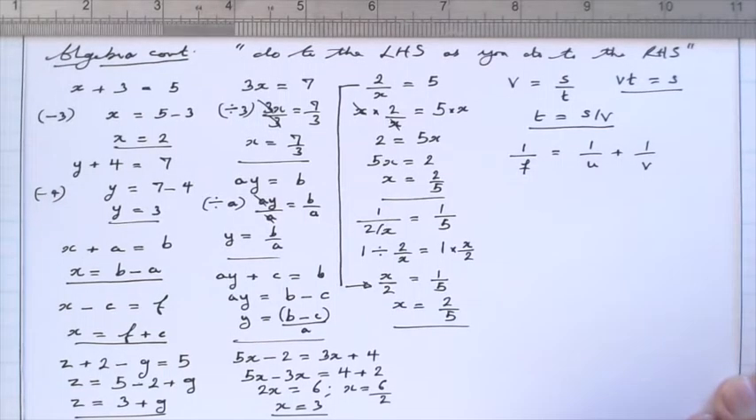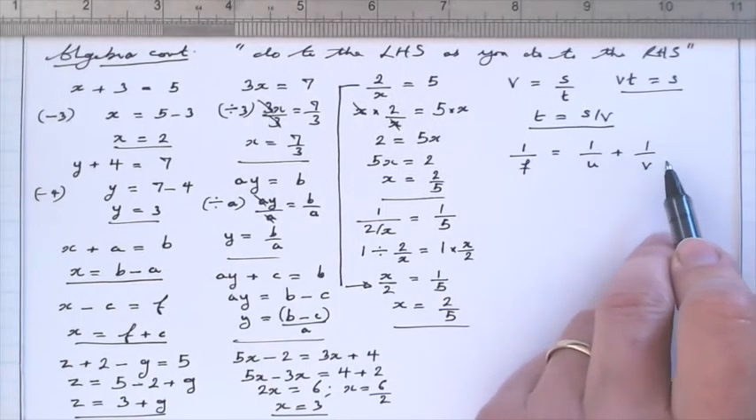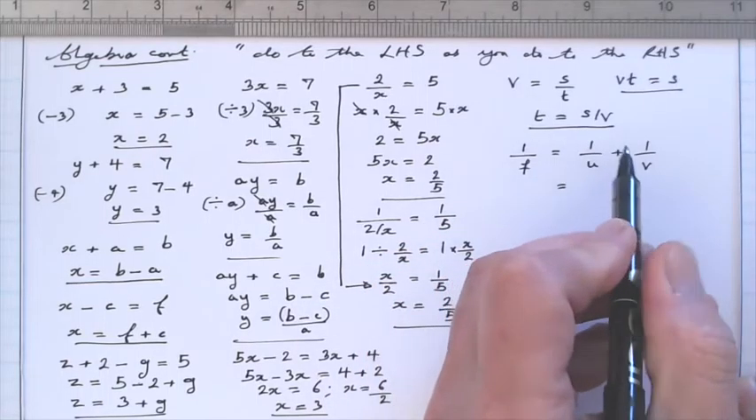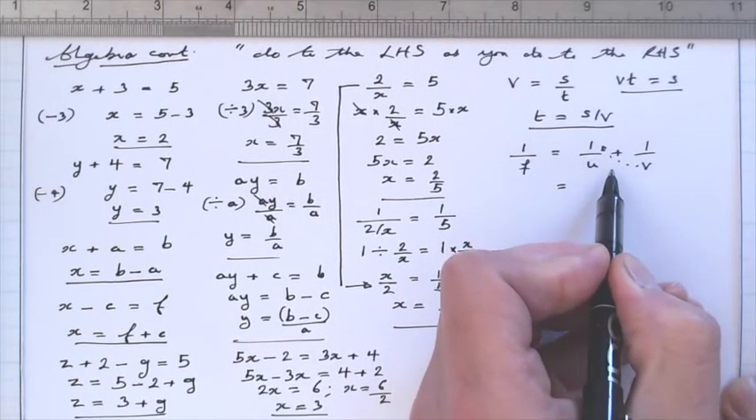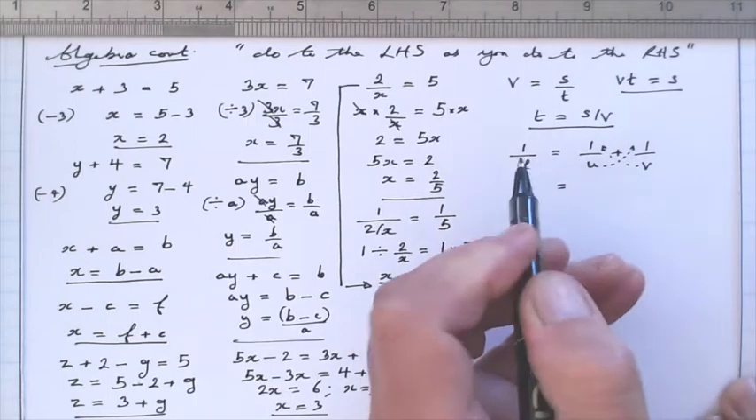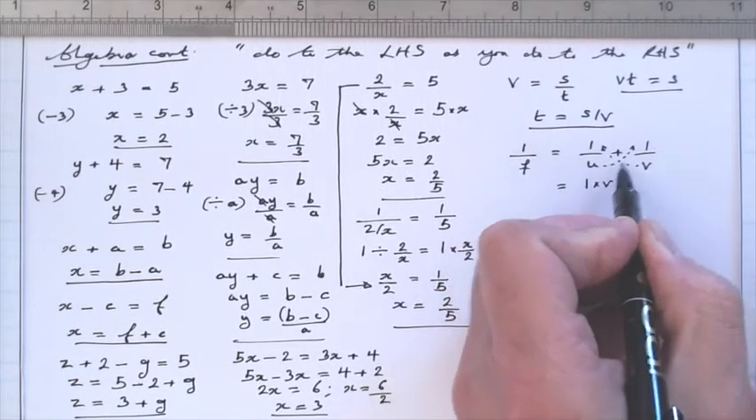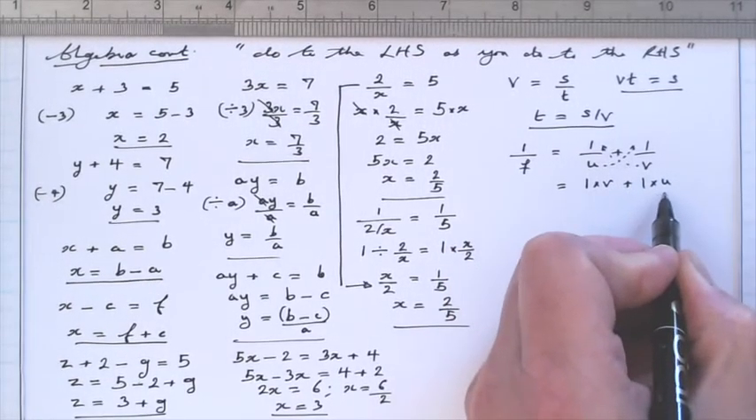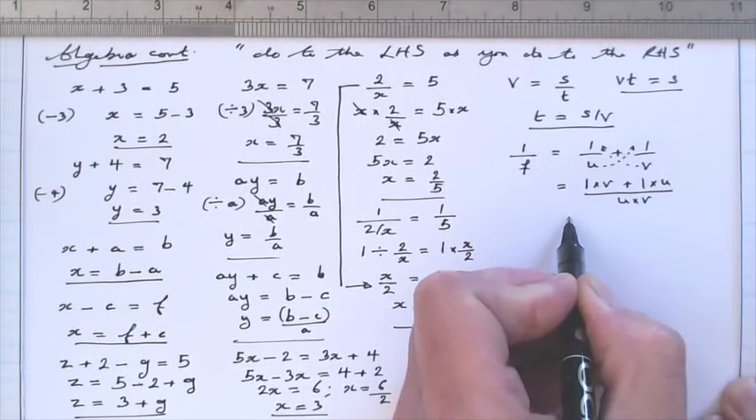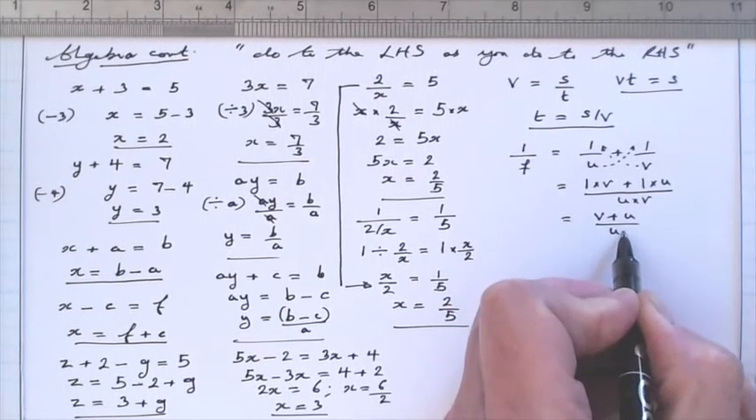Well, probably the easiest thing is to simplify the right-hand side. Remember your fractions. These are just 2 fractions added together. So when we add fractions, we take this upstairs, we take this upstairs, and we multiply by the product. So we have 1 times v plus 1 times u divided by the product of the 2 denominators. So this equals v plus u over u v.